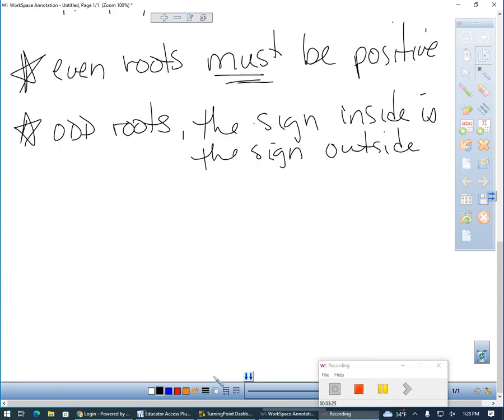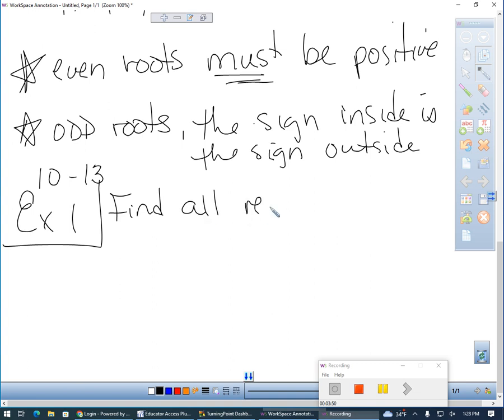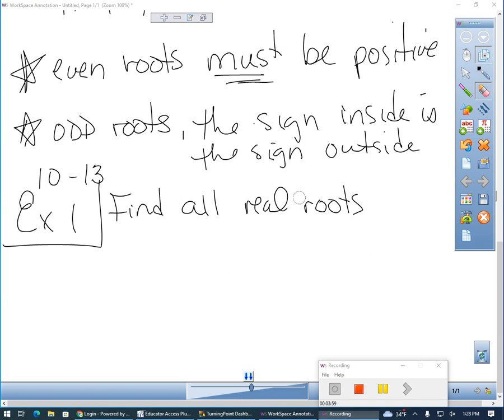All right, so let's get down a little bit more to what our homework is going to look like today. This is the general idea behind it. However, example number 1, this covers 10 through 13. We are doing all today. The directions ask you to find all real roots. Oh, sorry, all real square roots. My bad. Forgot the word square. Got to have that in there.